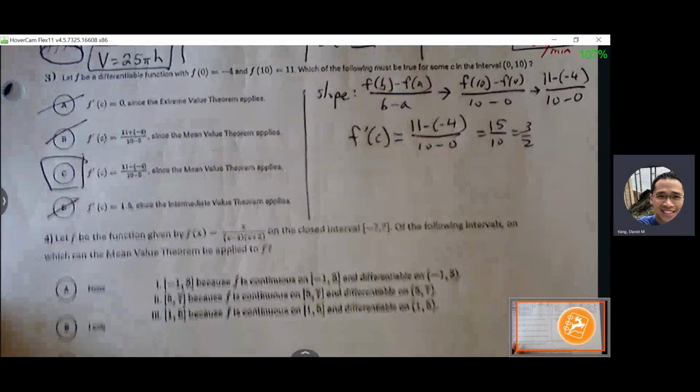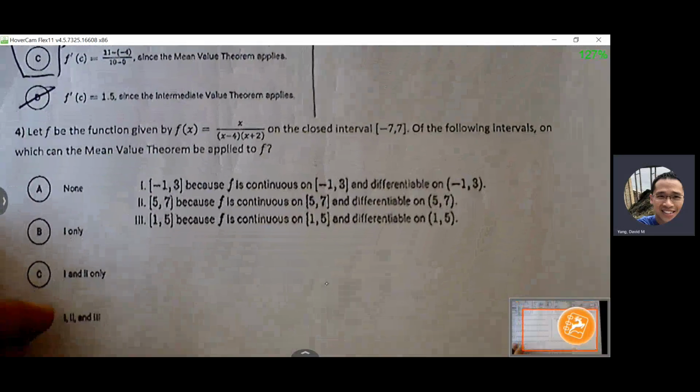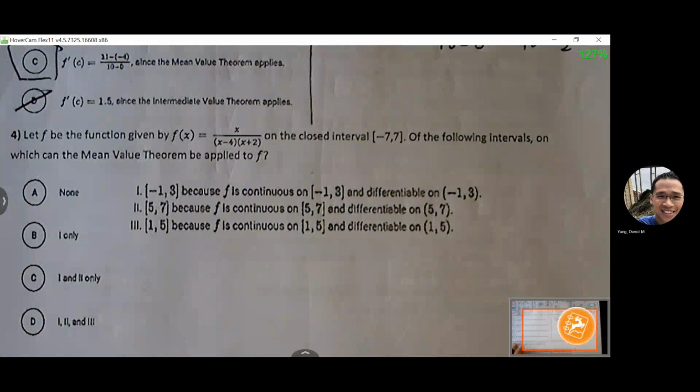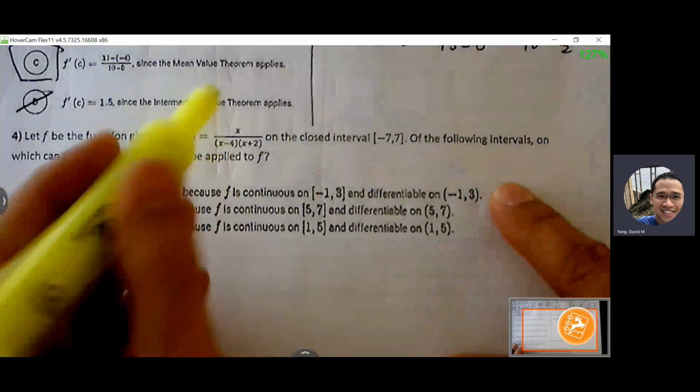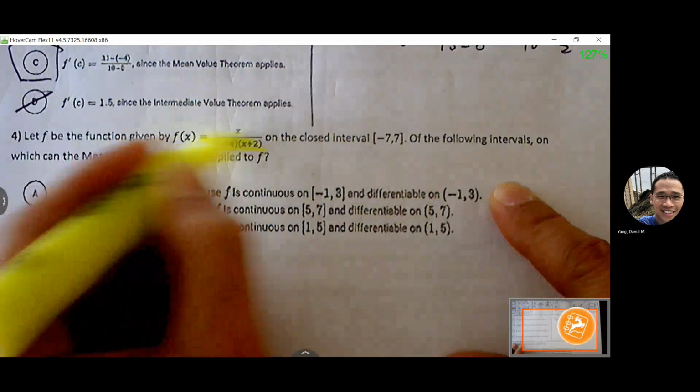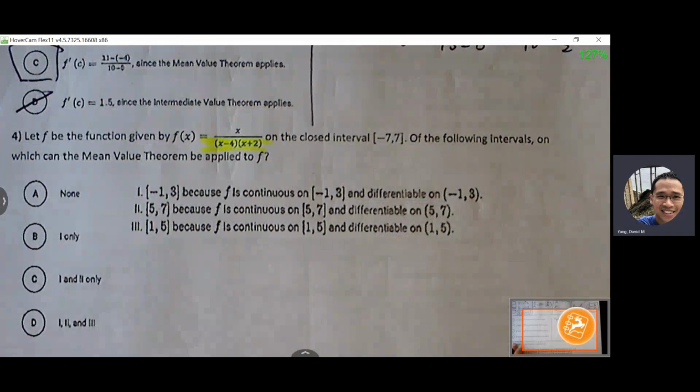Okay, read number 4 and see if you can make sense of that. I'll go over that with you. And the hint is you got to consider the denominator.